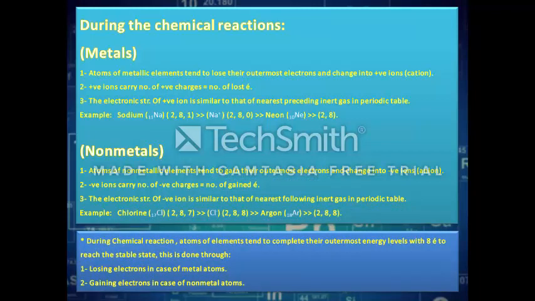During chemical reactions, atoms of elements tend to complete their outermost energy levels with 8 electrons to reach the stable state. This is done through, number 1, losing electrons in case of metal atoms, and number 2, gaining electrons in case of non-metal atoms.